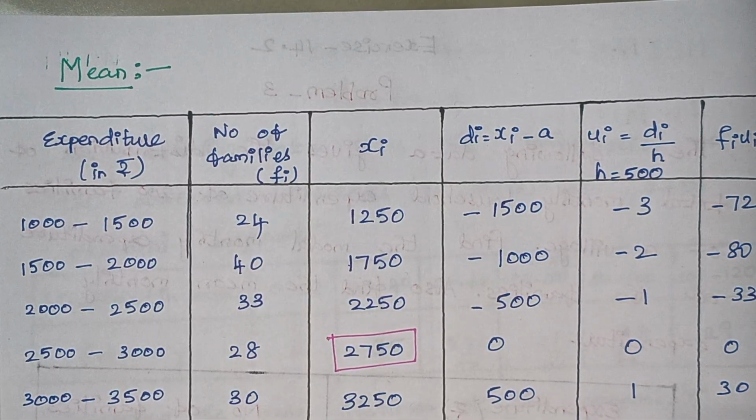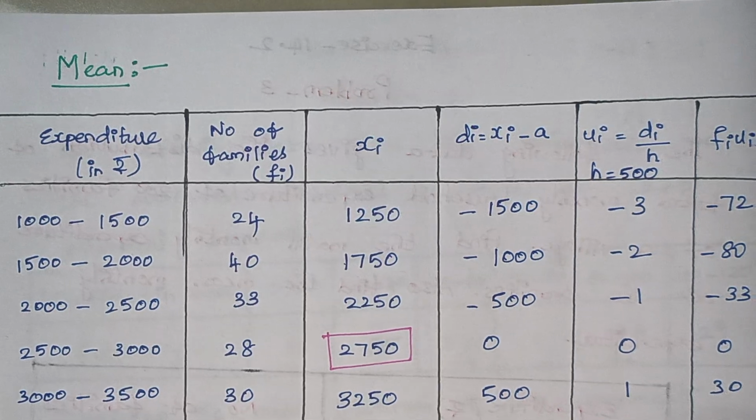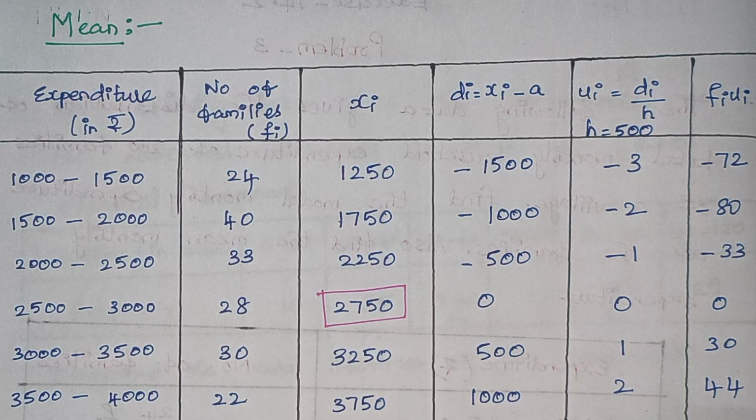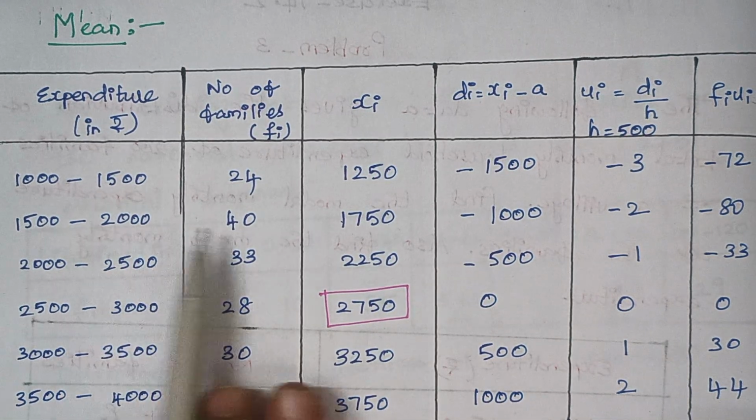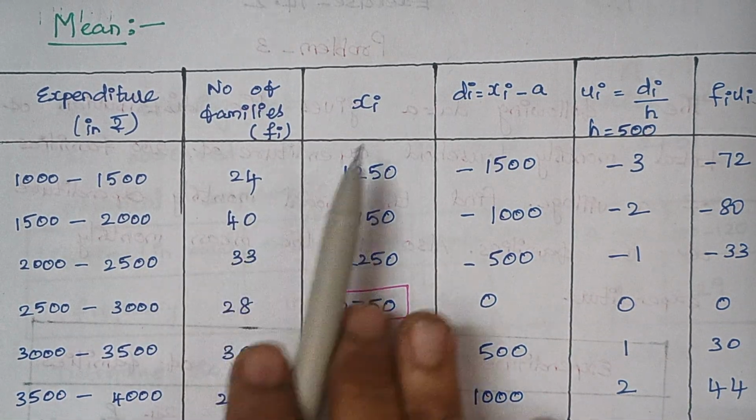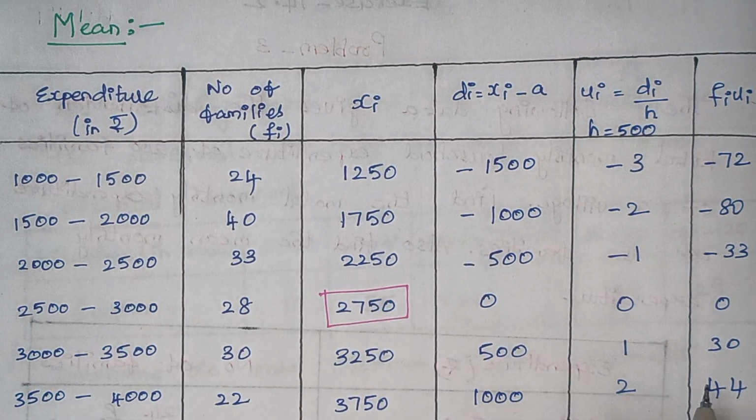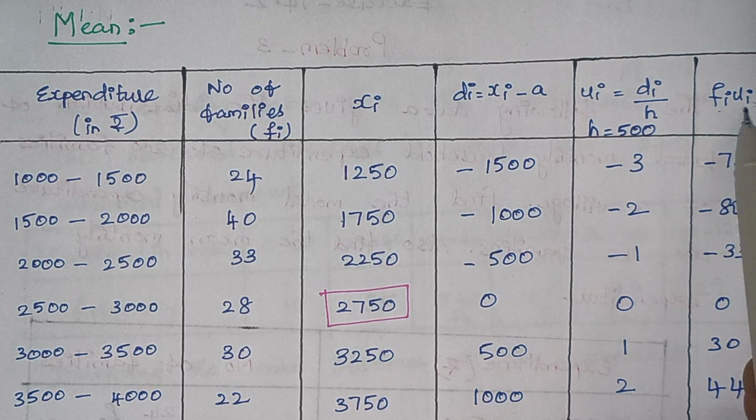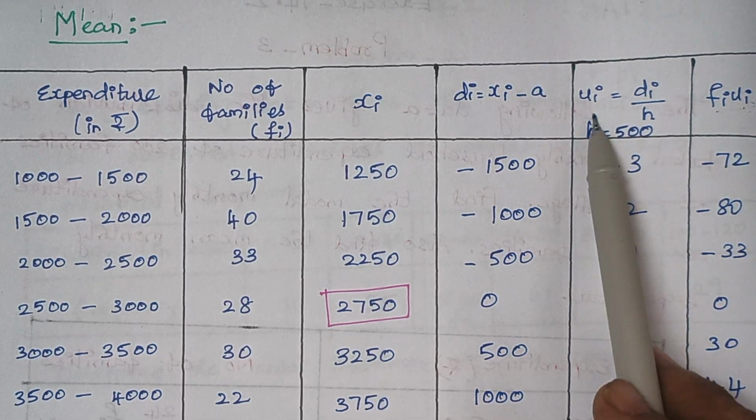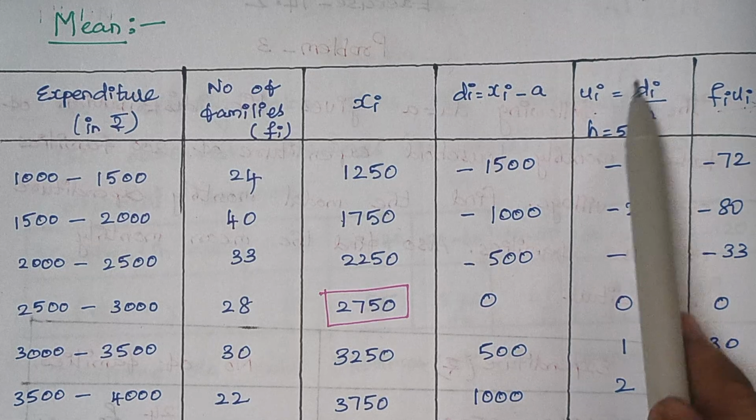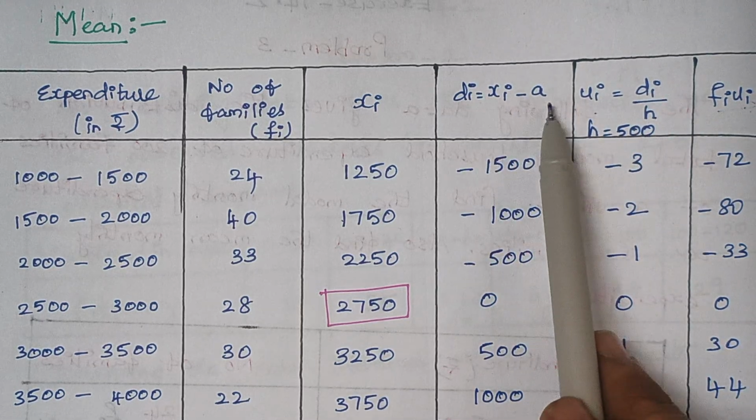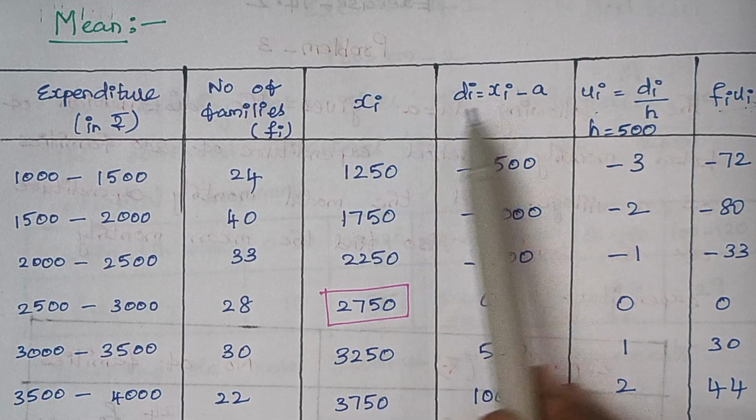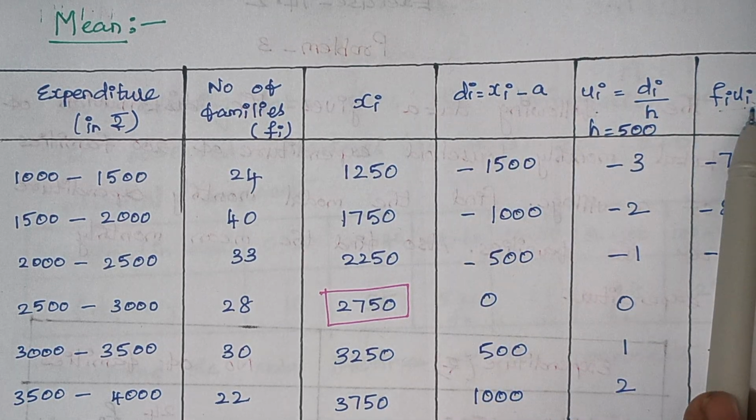So here again we are making use of the step deviation method. In the step deviation method, totally we will be having 6 columns. The first 2 columns will be given in the problem and the next 4 columns we have to fill by ourselves. So from the formula you need Fi Ui. Ui is nothing but Di by h. What is Di? Di is Xi minus A, and Xi we have to calculate. So these are all the 4 columns we have to add.